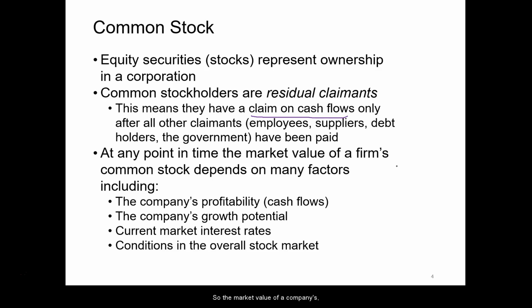So the market value of a company's common stock really depends on many factors that affect the company's performance and in turn affect how much stockholders can get out of the company. Those factors include the company's profitability and cash flows, again, how much money the company can make, the company's growth potential, which affects how much money they can make in the future, market interest rate, and overall market condition. All these factors can affect how much money the company can make in the future, and in turn how much investors, stockholders, can get out of the company. So that is fundamentally what the stock price is based on.